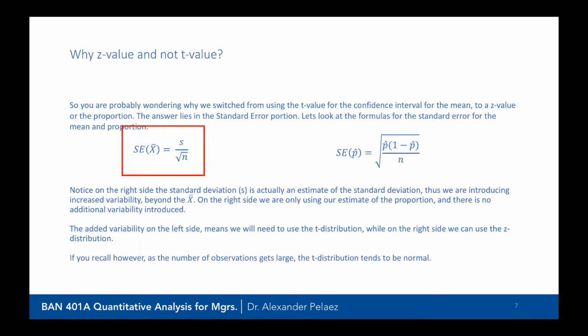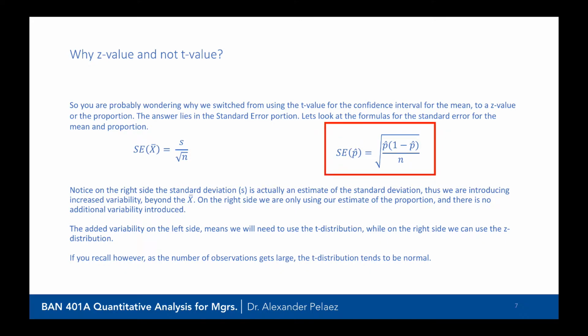Before, we had a standard error of the x bar, which is the sample mean, as s, which is the sample standard deviation, over the square root of n. Because remember, the population standard deviation wasn't known, and so therefore, we had an estimate. So this introduces a degree of variability. But the standard error for our proportion, our p hat, doesn't have that extra variability.